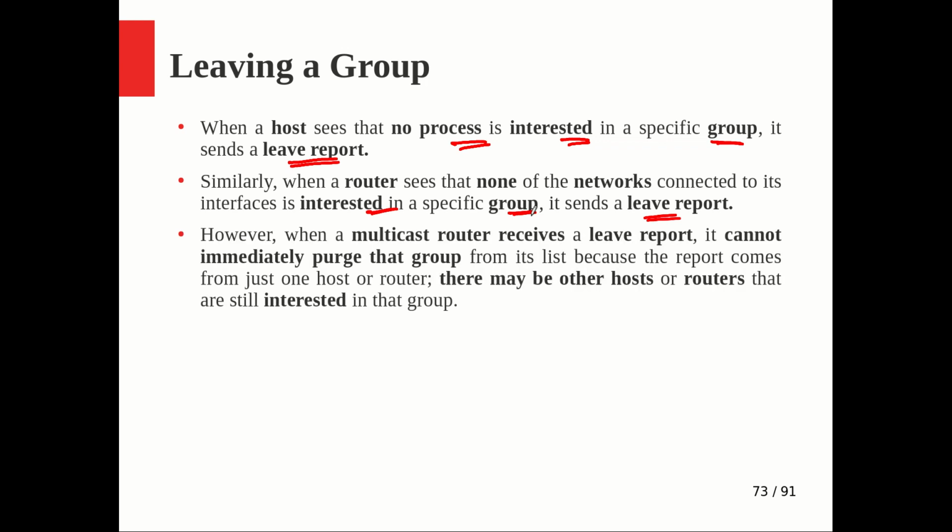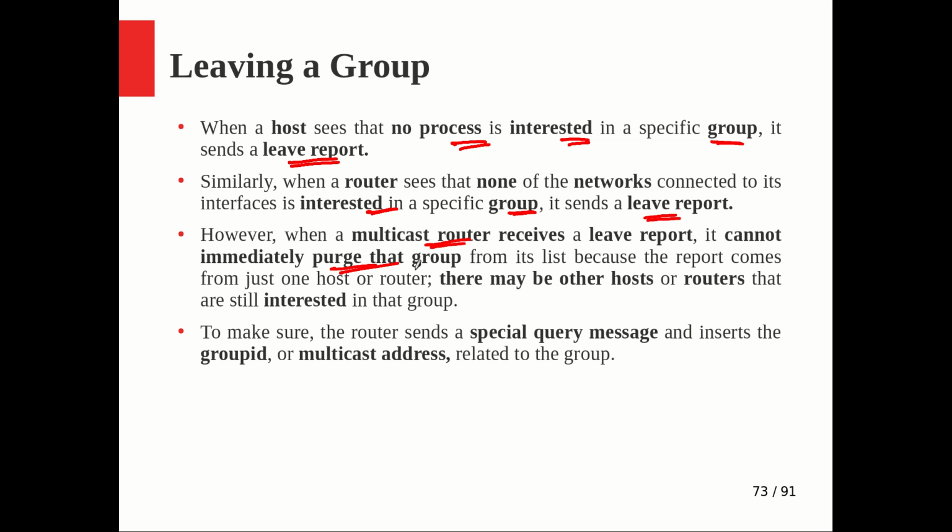However, when the multicast router receives a leave report, it cannot immediately purge that group from its list, because the report comes from just one of the hosts or routers. So there may be other hosts or routers that are still interested in the group. That is something very important, something I already told you, because this leave report is coming from a host. So the router can't take a quick decision and remove that entry from the list, because even though one host doesn't want to continue with the group, the others may be interested. So the router has to ensure whether it is a decision from this host alone, or it is a collective opinion.